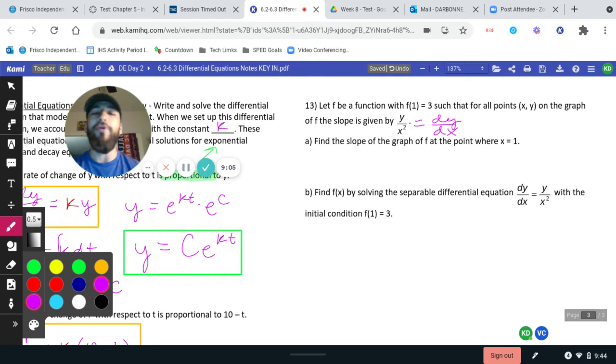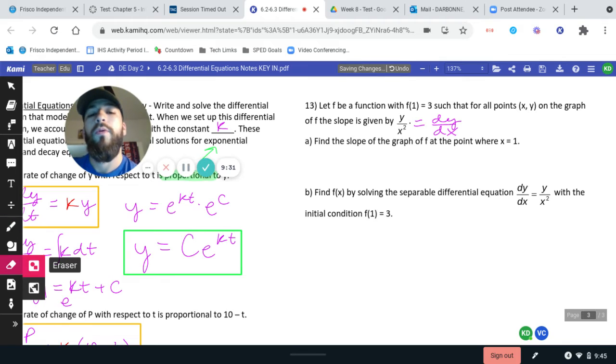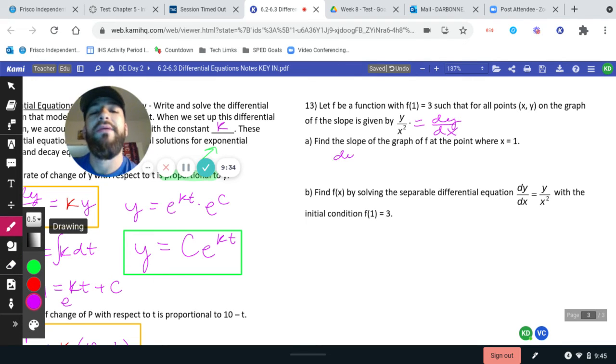Well, Mr. Darbone, you just told me that's the slope. Well, that's the equation for slope. Remember, derivative is our slope generator. I want to find slope specifically at the point where x equals 1, and my derivative happens to have both y and x in it, so I'm going to plug both my x value of 1 and my y value of 3, which I got from f of 1 equals 3, into my derivative to get my slope. So dy over dx is equal to 3 over 1 squared, which is just equal to 3.